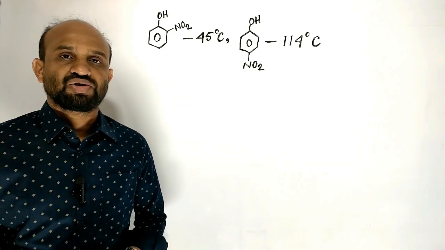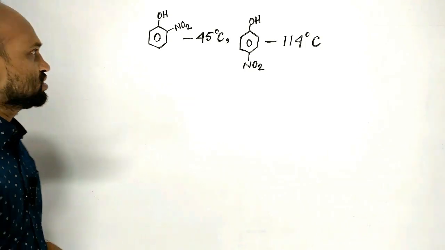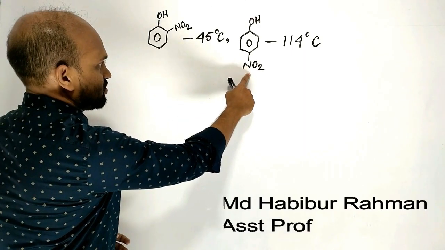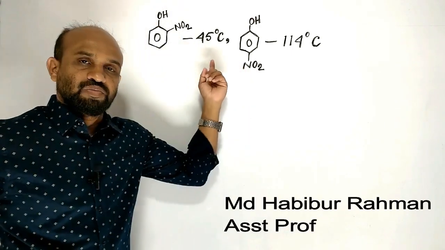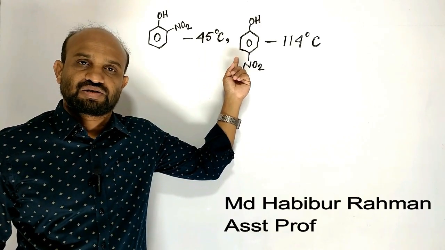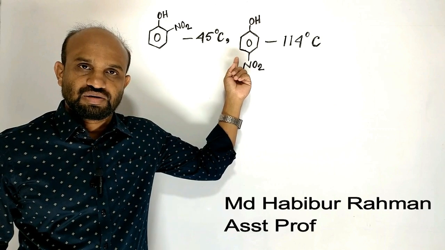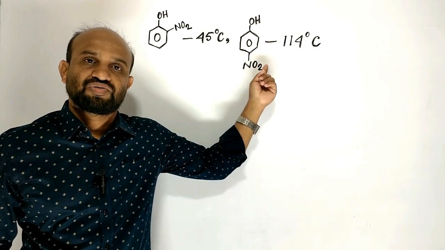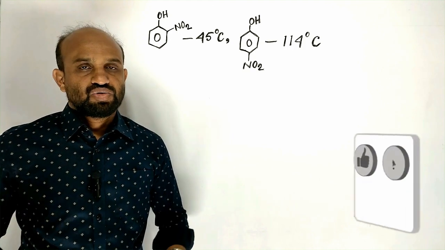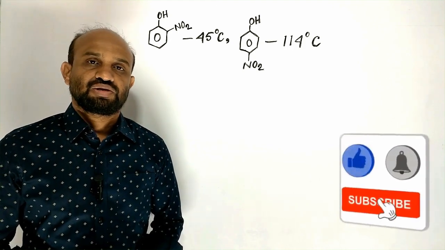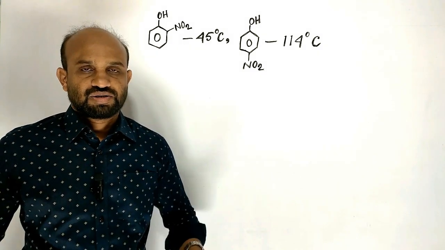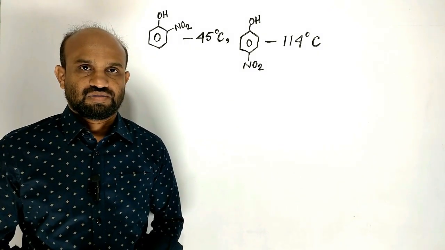Here are two isomers of nitrophenol. One is orthonitrophenol and the other is paranitrophenol. The melting point of orthonitrophenol is 45 degrees Celsius. On the other hand, the melting point of paranitrophenol is 114 degrees Celsius. We see a big difference between these two isomers. What is the reason behind this? Let's see the matter in detail.